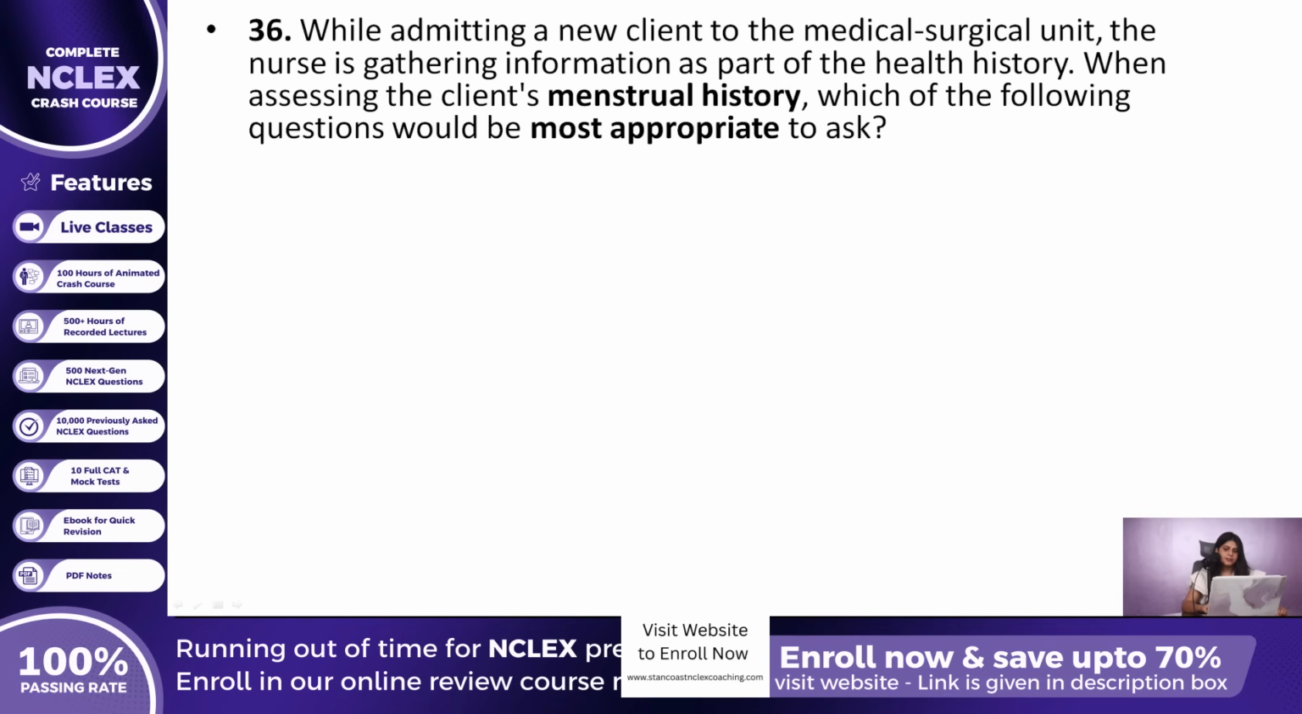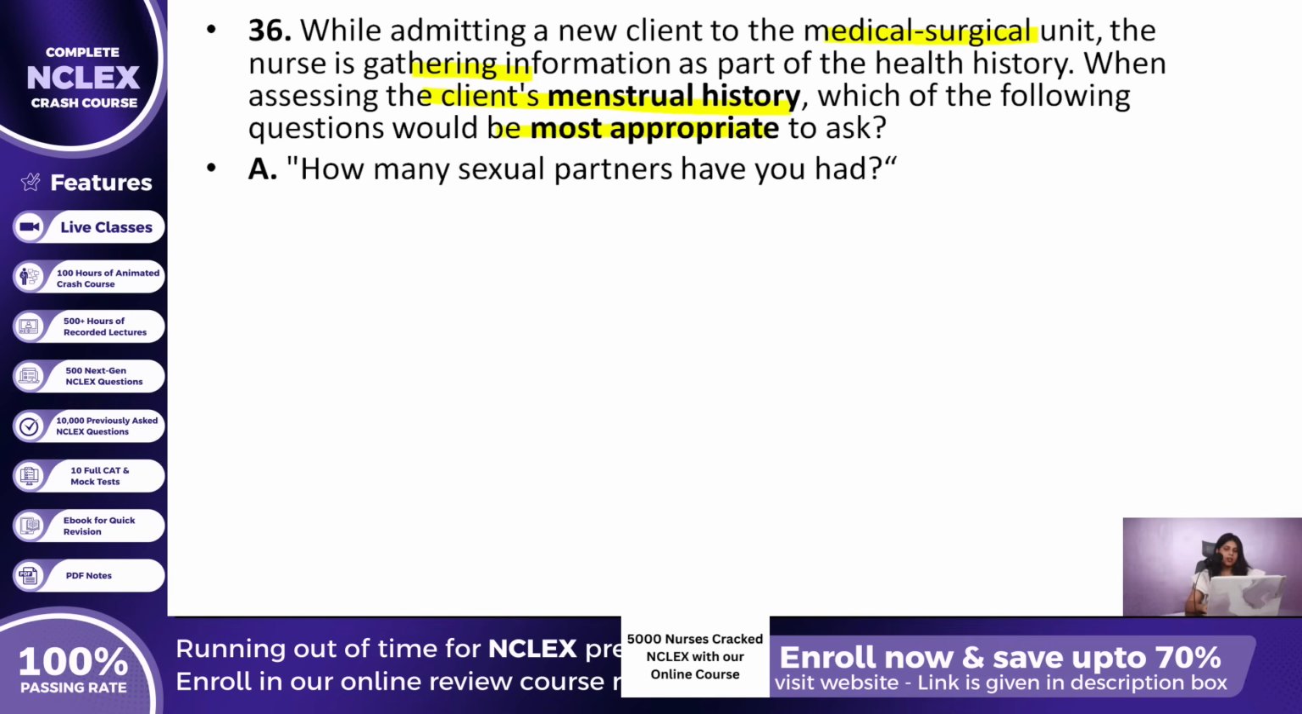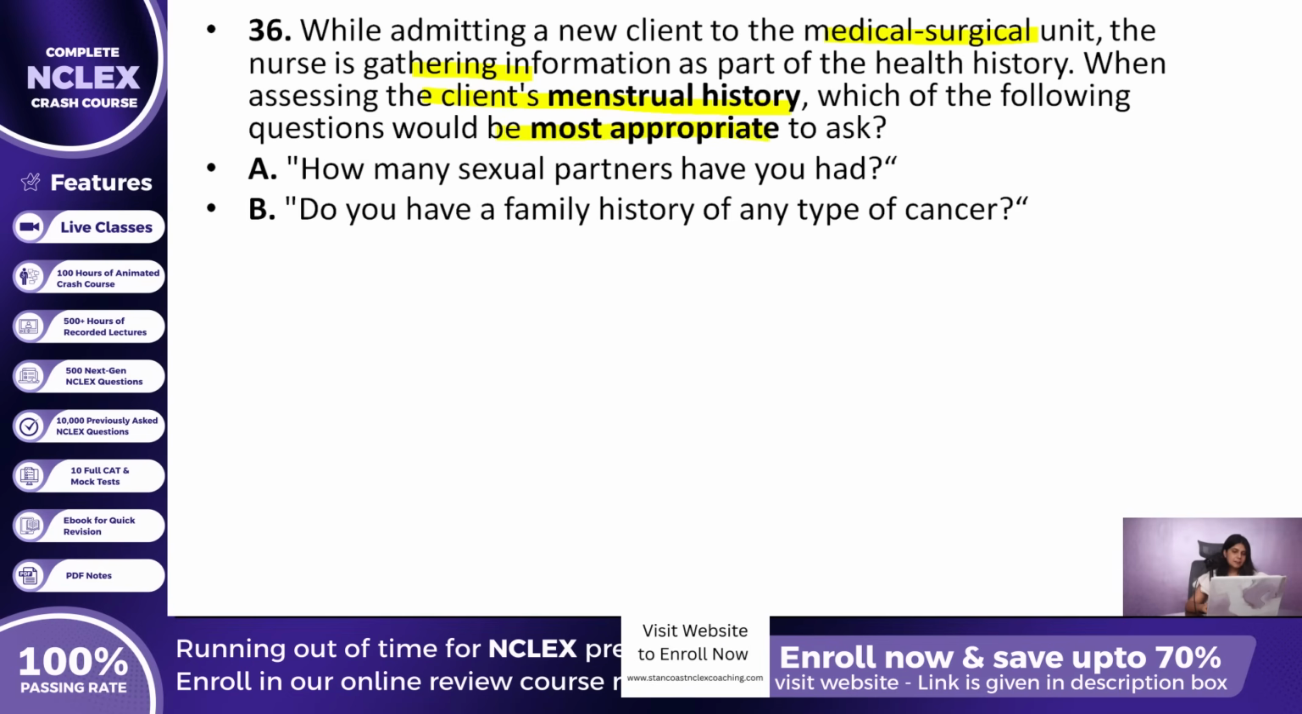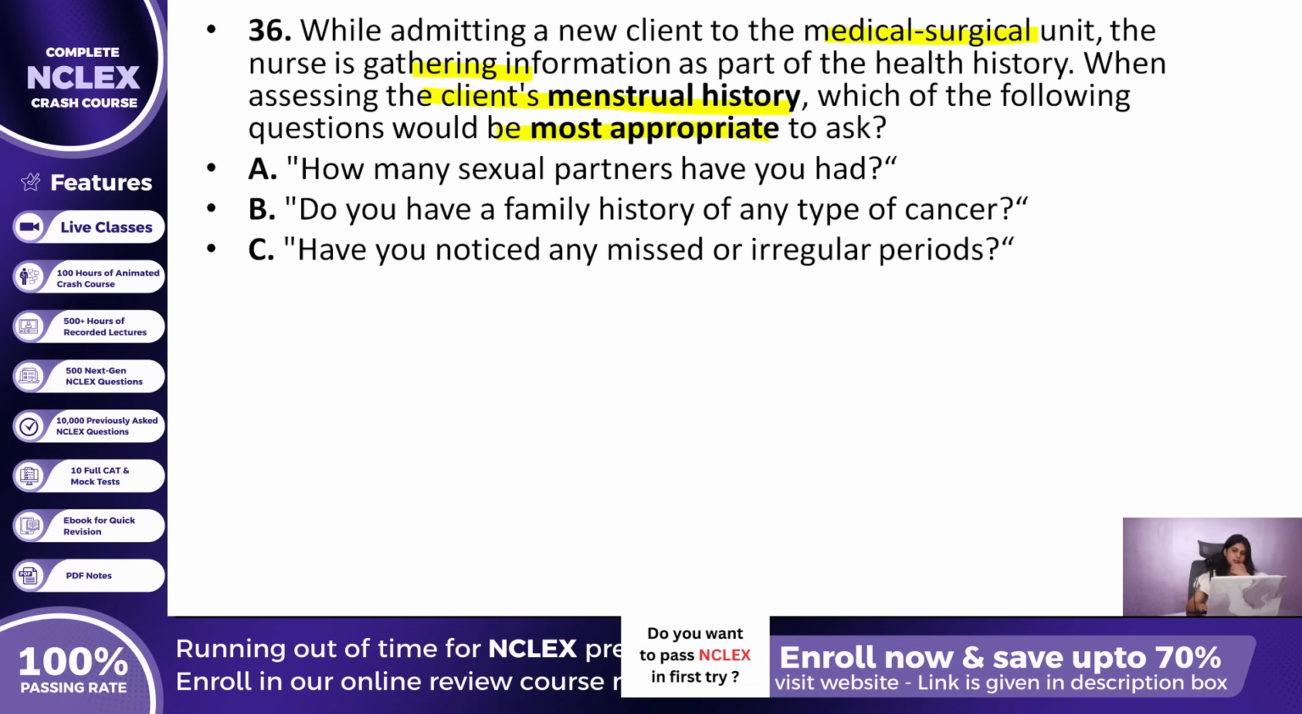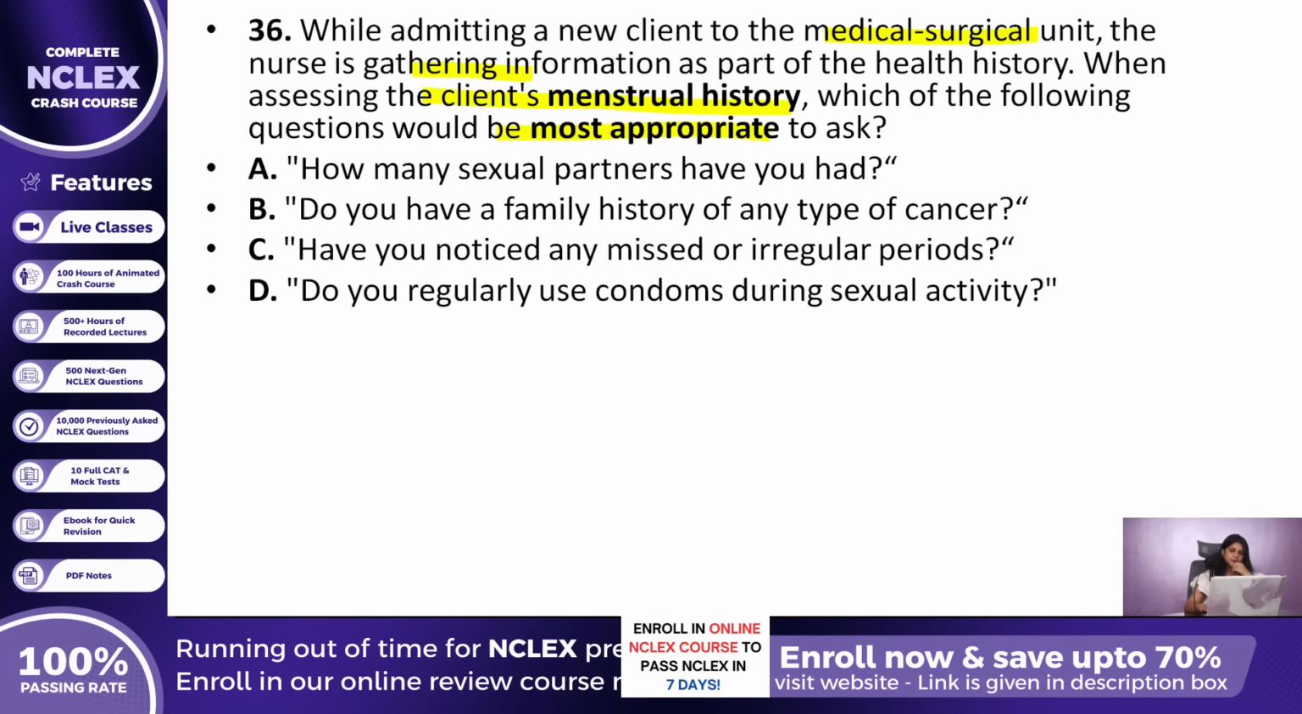36. While admitting a new client to the medical surgical unit, the nurse is collecting health history information. When assessing the client's menstrual history, which of the following questions would be the most appropriate? The options are A. How many sexual partners have you had? B. Do you have a family history of any type of cancer? C. Have you noticed any missed or irregular periods? And D. Do you regularly use condoms during sexual activity?